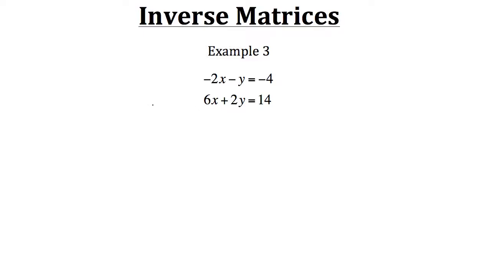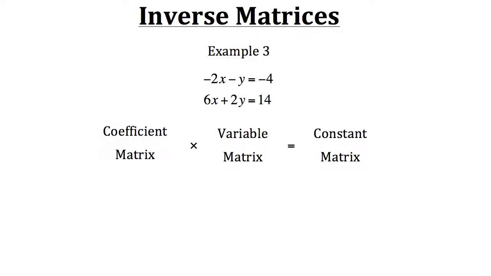So what we need to do is take this system of equations and convert them into a form that would show this system as a matrix equation. In very basic terms, we want to have a matrix with the coefficients of our variables times a matrix that has our variables in it. And that's going to equal a matrix with our constant values.